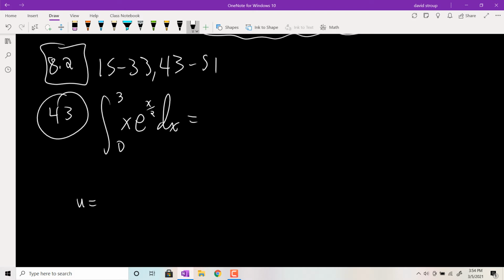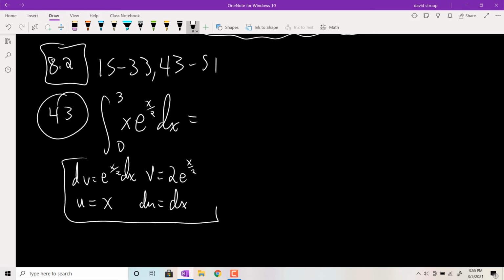So anyways, u is LIATE, right? So you do algebraic first. So algebraic, and then du is just dx. dv, of course, is e to the x over 2 dx, and then, of course, v is equal to 2e to the x over 2. You would have a u sub x over 2, dx would be 1/2 du, and then if you multiply both sides by 2, you get that.